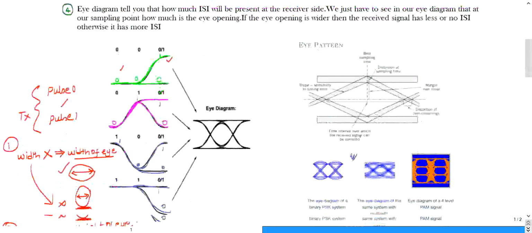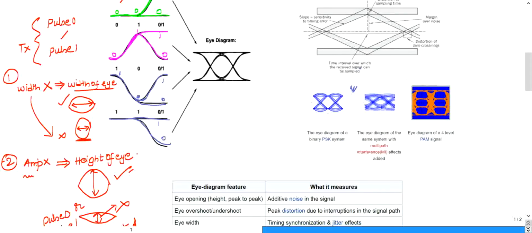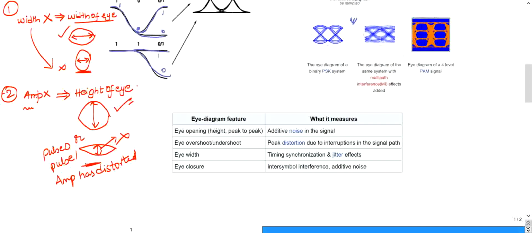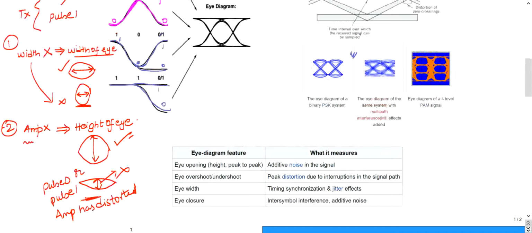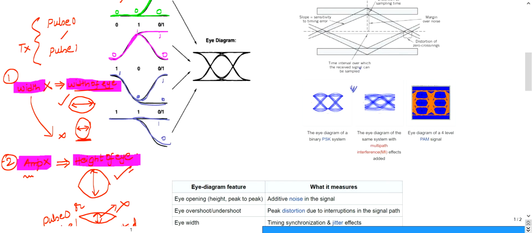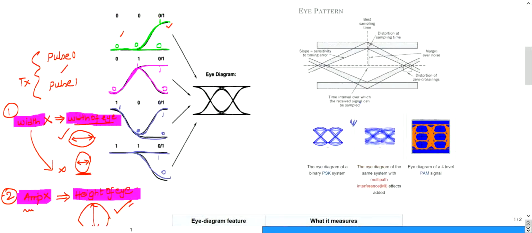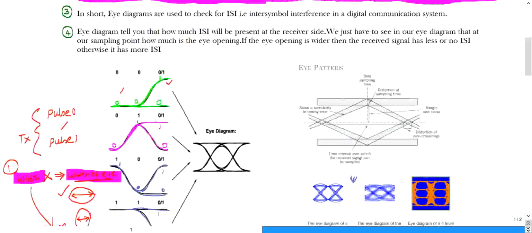You can look at these two figures. If the width is shortened, then it indicates that the pulse 0 or pulse 1 amplitude got distorted. That is for height. If there is a change in the timing of the pulse, then that is indicated by the width. The amplitude of the pulse is indicated by the height of the eye. For this, the width of the eye. Clearly remember the two things: amplitude of the pulse is indicated by the height of the eye, and finally timing of the pulse is indicated by the width of the eye. So these are the two observations we have seen.